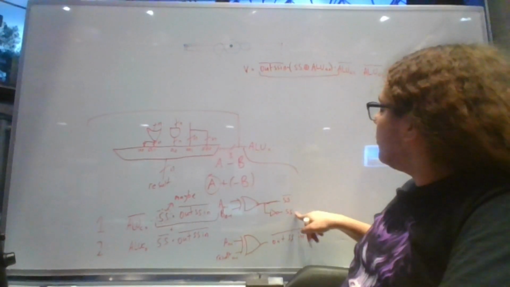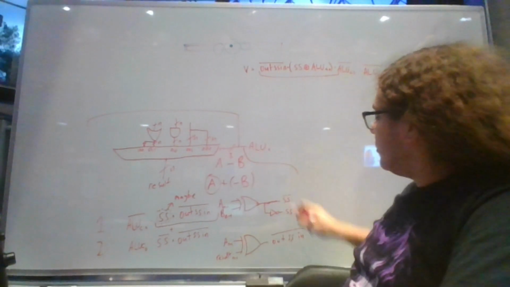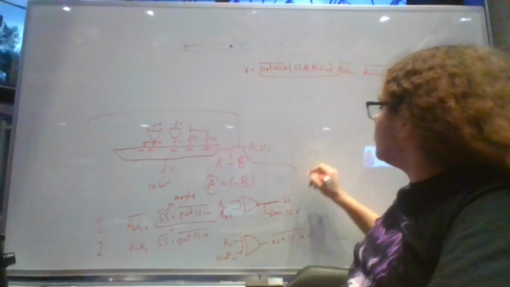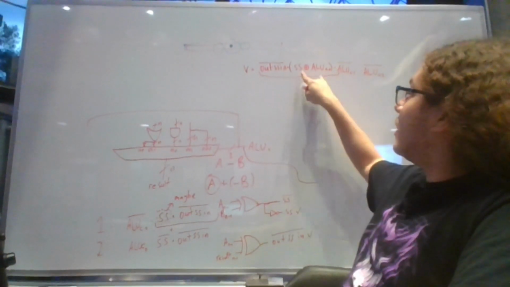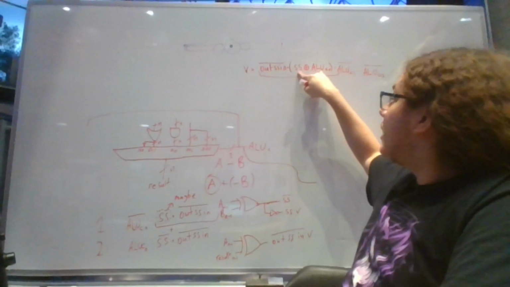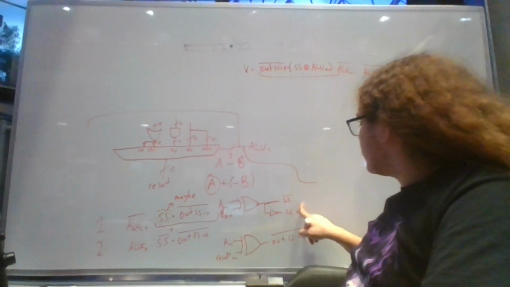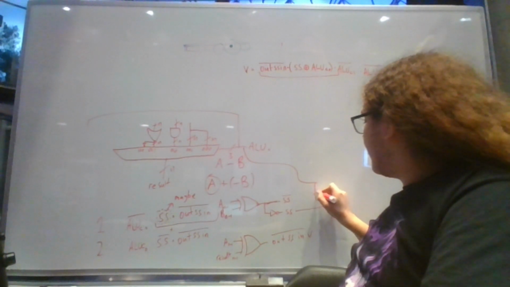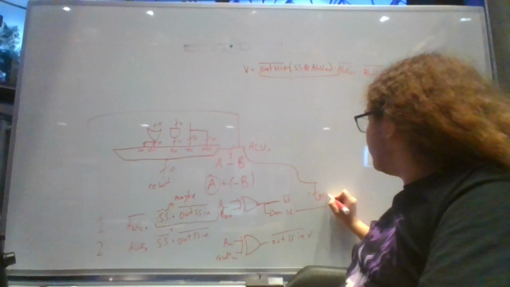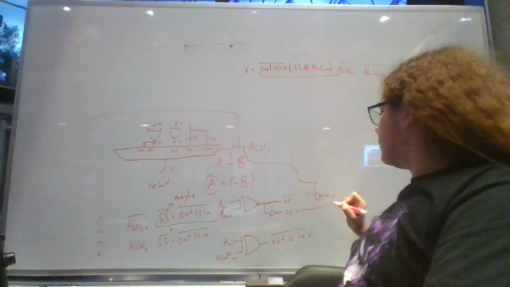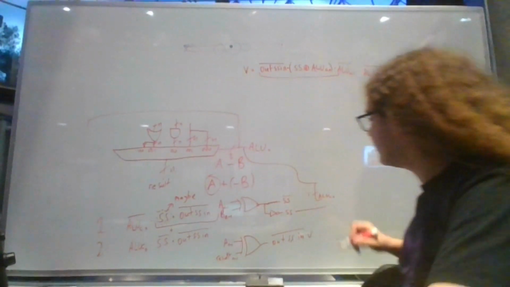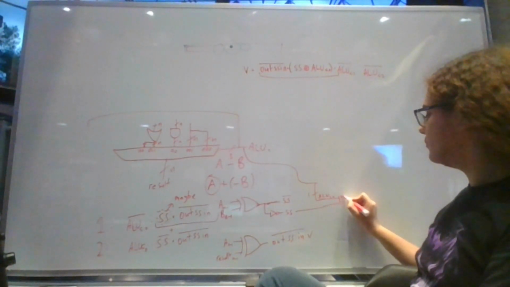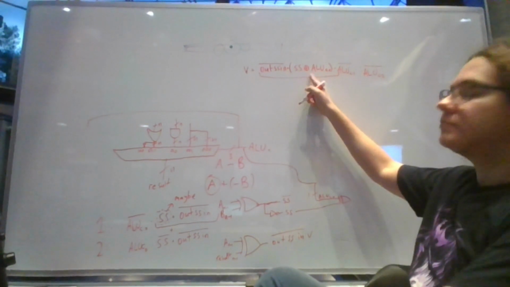So I need ALU control bit 0, 1, and 2, so all of them. Here's what I'm going to do. I'm going to XOR ALU control bit 0 and SS. So I'm going to take this wire from SS and XOR that with this, which is ALU control bit 0. So I'm going to take these two and XOR them. That's for this part here.